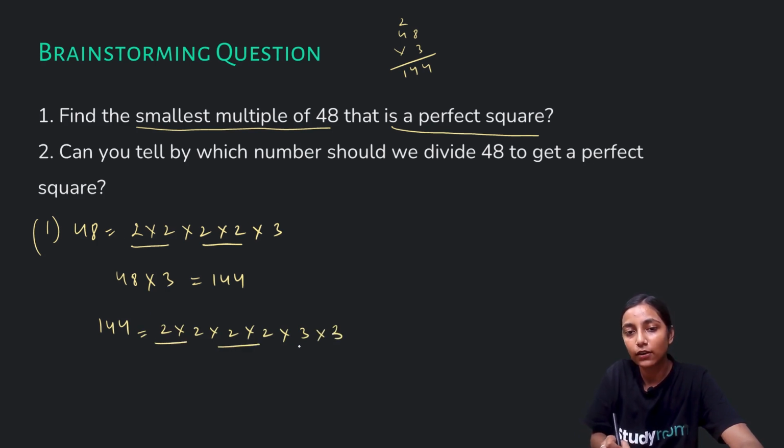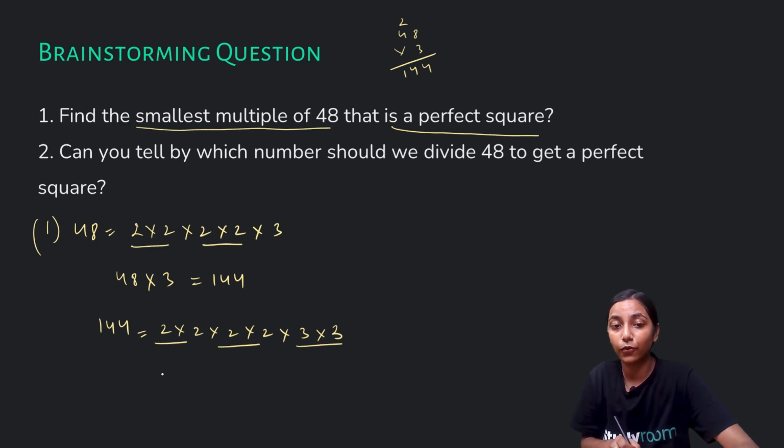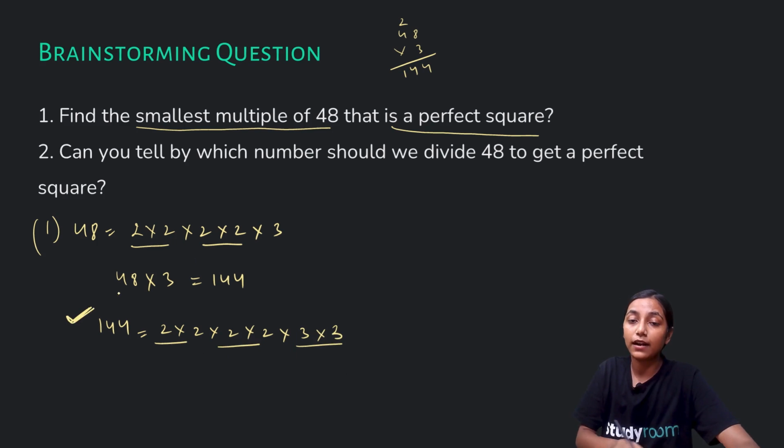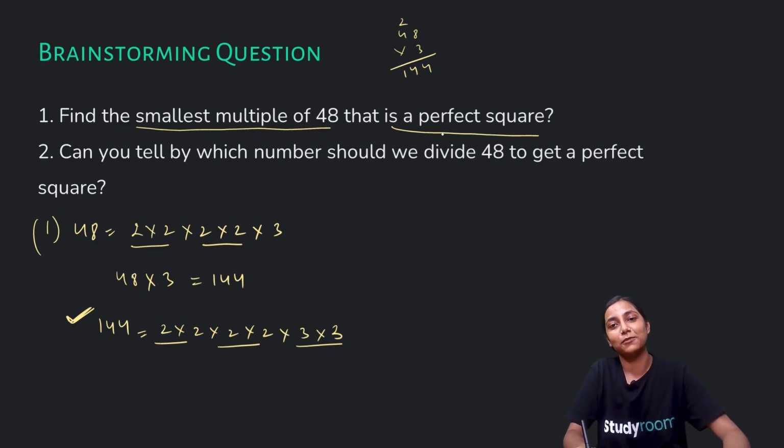You can now see that all the factors of 144 are in pairs. Therefore, 144 is a perfect square, and it is also a multiple of 48, and it is actually the smallest multiple of 48 that is a perfect square. This is how you find such answers.